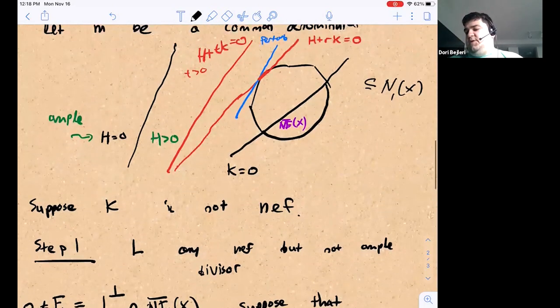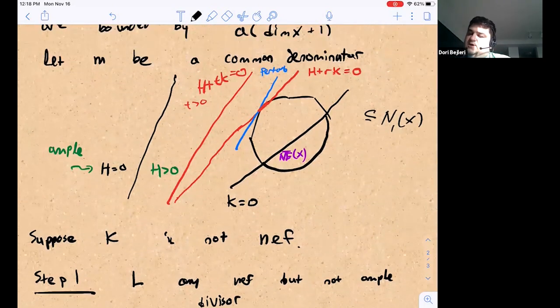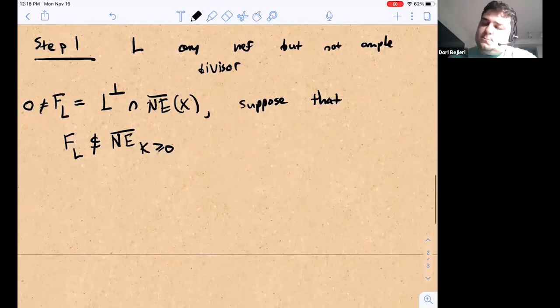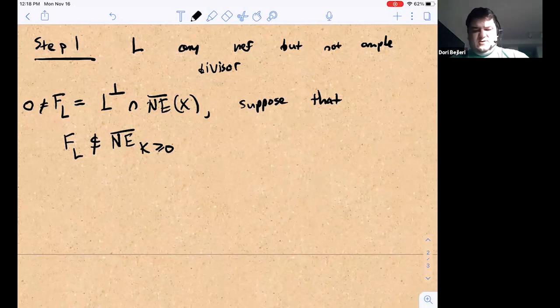So it might be one of these faces like in this picture, but it might also be a face like over here that intersects K equals 0, but it's just not contained in the non-negative side. Okay, and now we're going to apply the rationality theorem with some other ample and this nef.